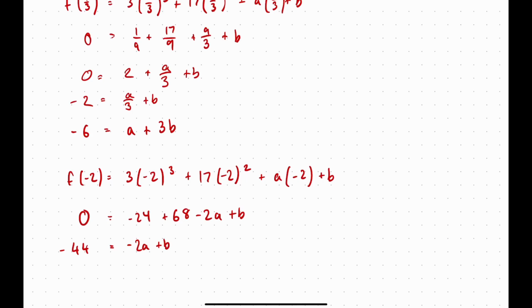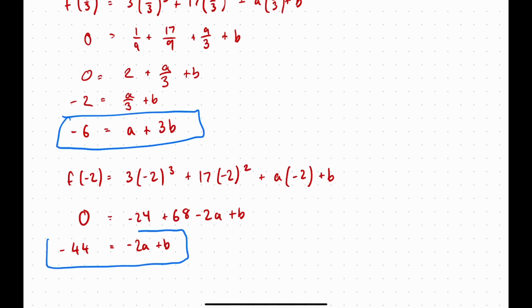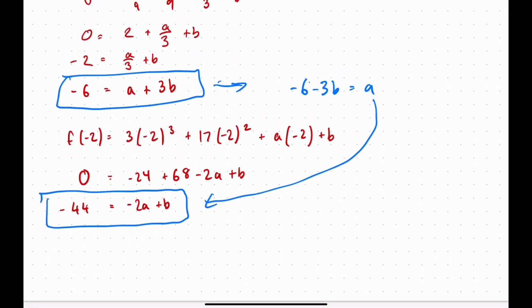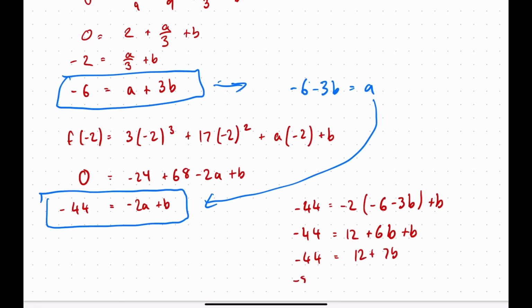Okay, now that I have these two equations for a and b, I can use simultaneous equations to solve this. So I'm just going to rearrange this equation here and say a is equal to minus 6 minus 3b, and then substitute that into the equation here, giving me minus 44 is equal to minus 2 lots of (minus 6 minus 3b) plus b, which is minus 44 is equal to 12 plus 6b plus b, which is minus 44 is equal to 12 plus 7b, so minus 56 is equal to 7b, so b is equal to minus 56 over 7, which is minus 8.